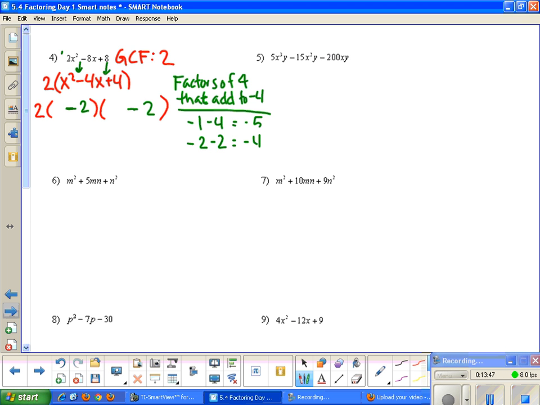And then since my first term is x squared, I would put an x here, because x times what would give you x squared? x times x. So that means this would be my answer. And we can even simplify this further. That would be 2 times (x minus 2) squared, another way that we can write that. So let's go ahead and check our work. How do you check your work? By boxing or FOILing. So I'm going to go ahead and box this out just to check.